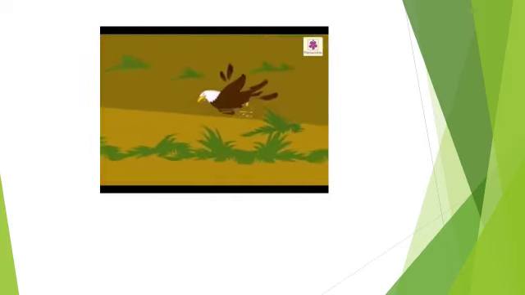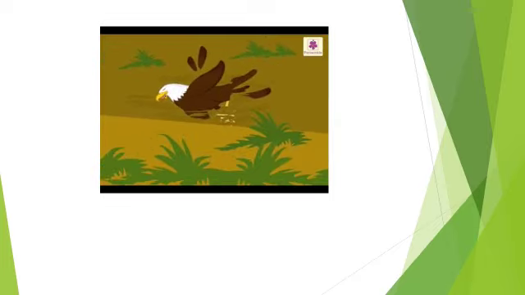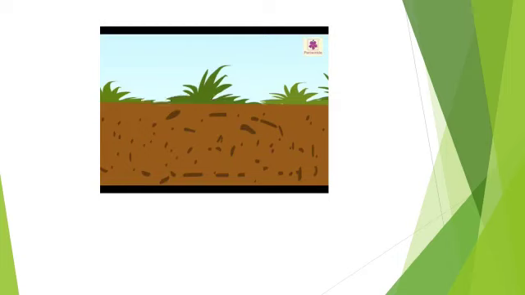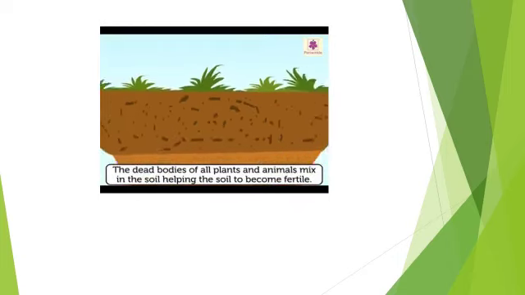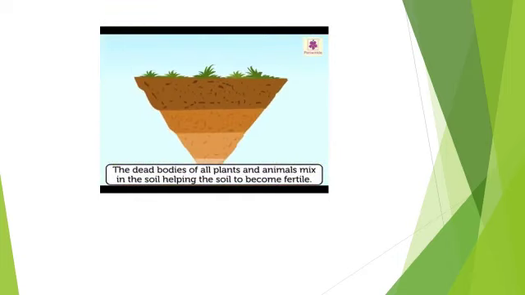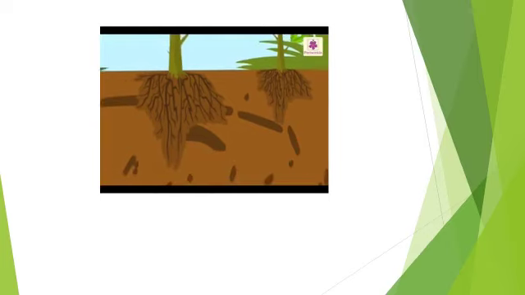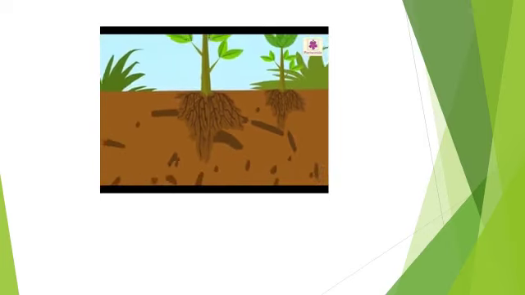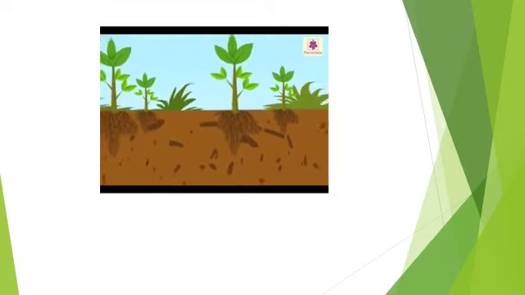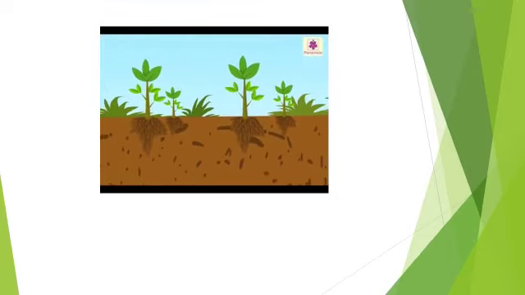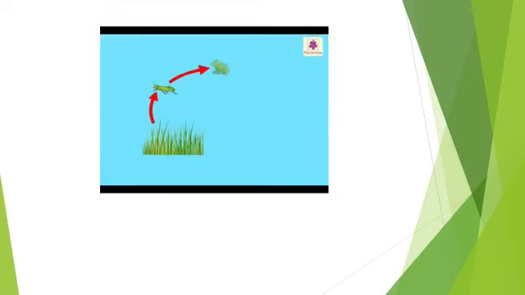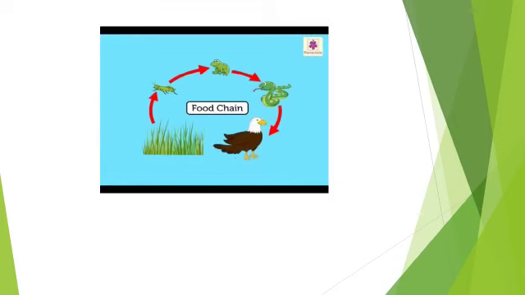When the eagle dies, its body decomposes and gets mixed in the soil. The dead bodies of all plants and animals mix in the soil. This helps the soil to become fertile, so the grass and all the other plants grow well. This is called a food chain.